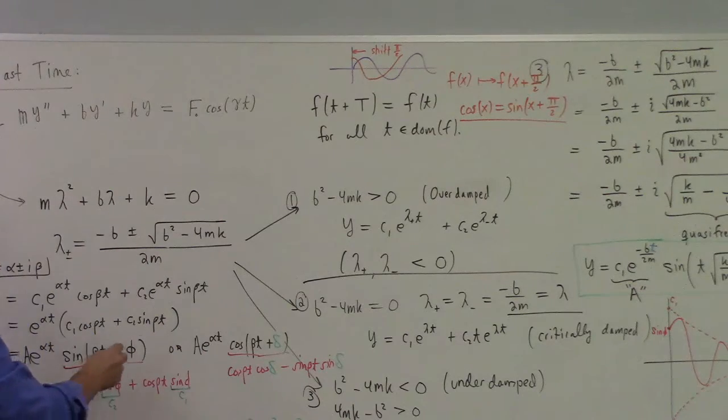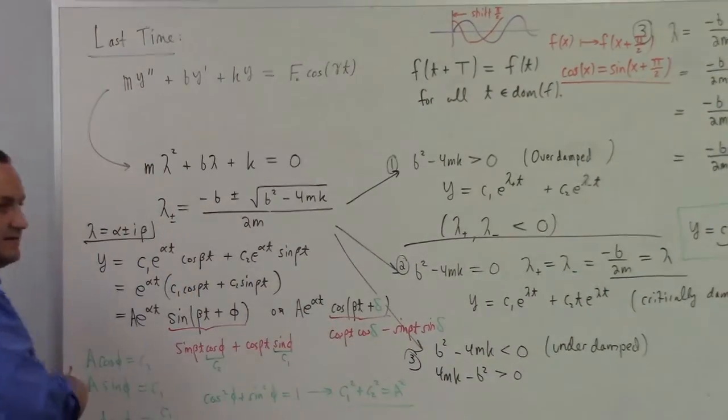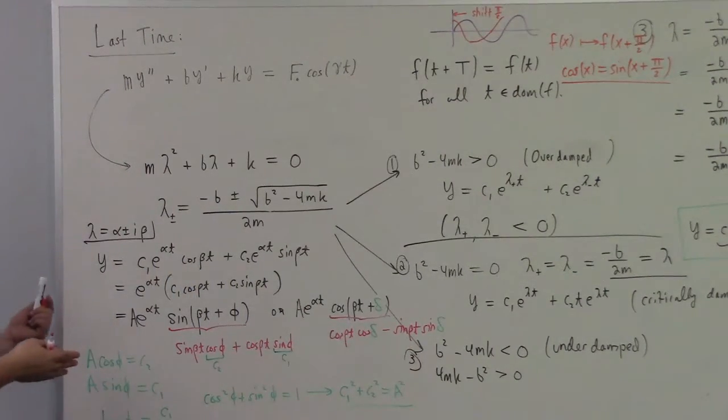So as you compare these two formulas, the sine of beta t plus phi versus the cosine of beta t plus delta, the relation between phi and delta is what?